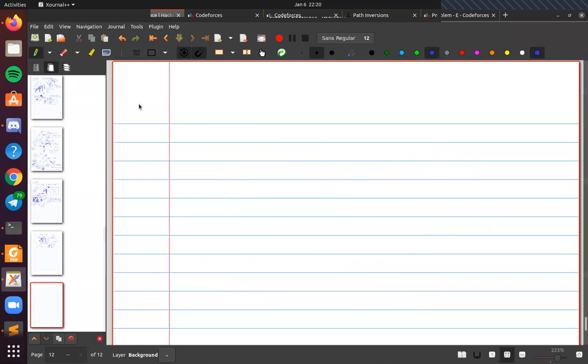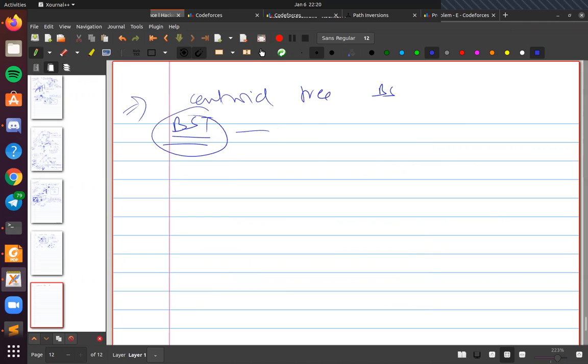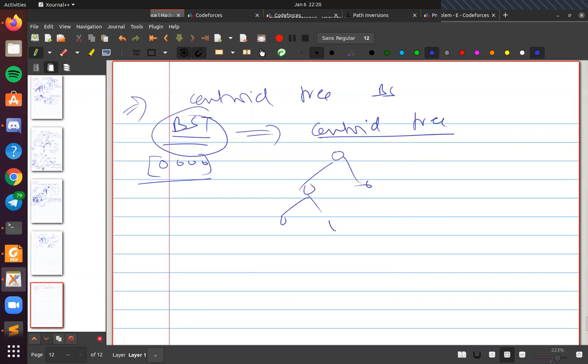Explain the solution. So the solution is to build the centroid tree first of the binary search tree. First build the BST initially because you are given the sequence. Then build the centroid tree. Let this be the centroid tree. The sequence you are given, mark each node as initially white, and now you are making each node black.